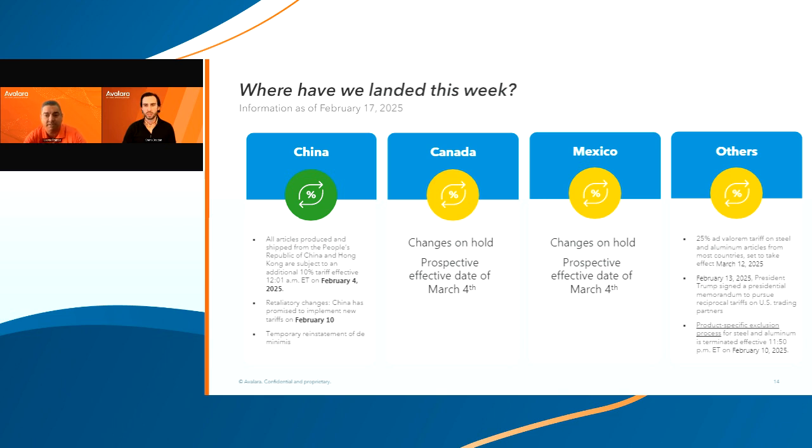Yeah, Shane, and just to double click on this slide, there's still this uncertainty right now. The prospective effective date of March 4th for Canada and Mexico is where all eyes are currently. And then the other big question revolves around what was stated last week about these reciprocal tariff announcements. What does that mean? What are other countries going to be changing, et cetera? But again, all of these things are changing hourly.